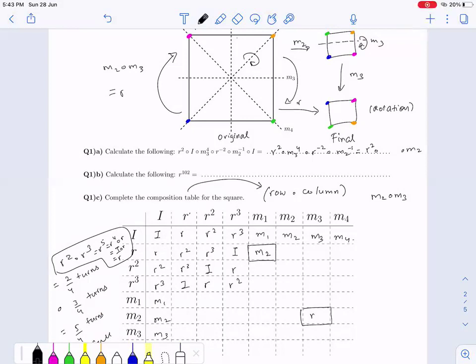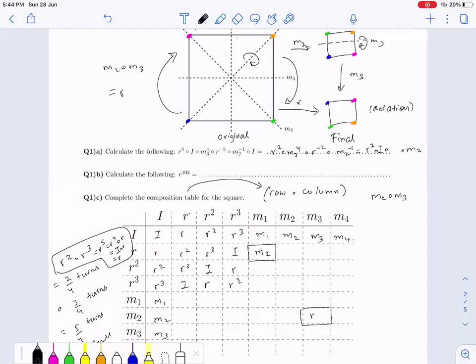So once you do a reflection an even number of times, so you reflect about m3, then you reflect about that again, that brings you to the original picture. Then you reflect about m3 again, and then you reflect about m3 a 4th time, which again brings you back to the original picture. So this is the trivial one.